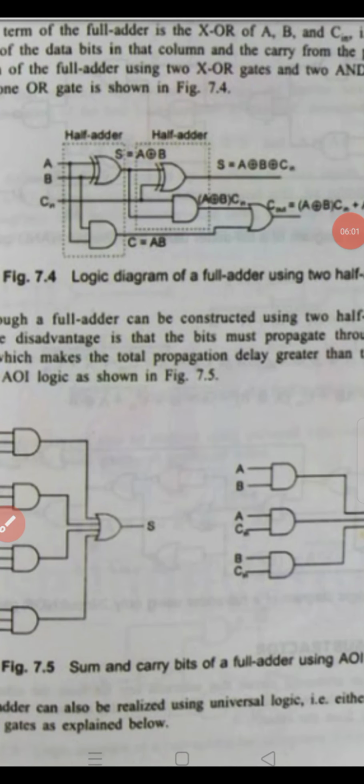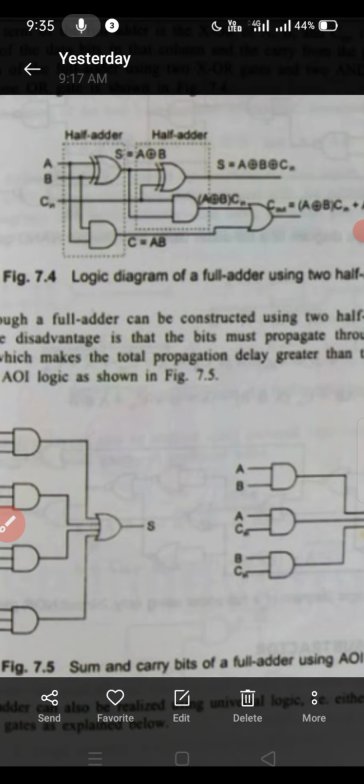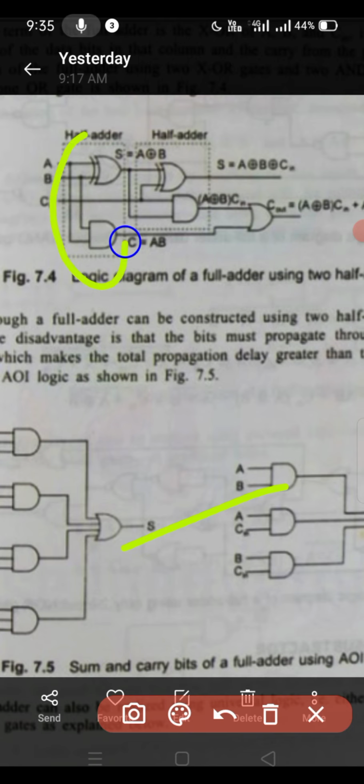This is the circuit diagram for full adder. The full adder is implemented using two half adders. Here is the first half adder and here is the second half adder. Some of the connections may vary, and finally we are using an OR gate. We will implement this using this app.